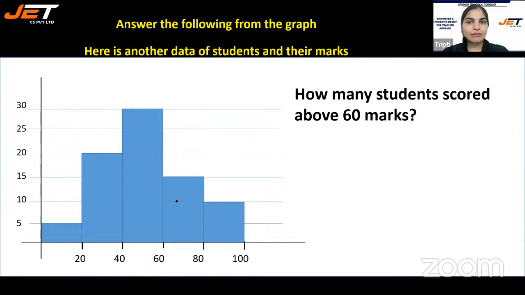How many students scored above 60 marks? Above 60, that means the one ranging from 60 to 100. Here we have 15 and here we have 10. So 15 plus 10, 25. Above 60 is 25.